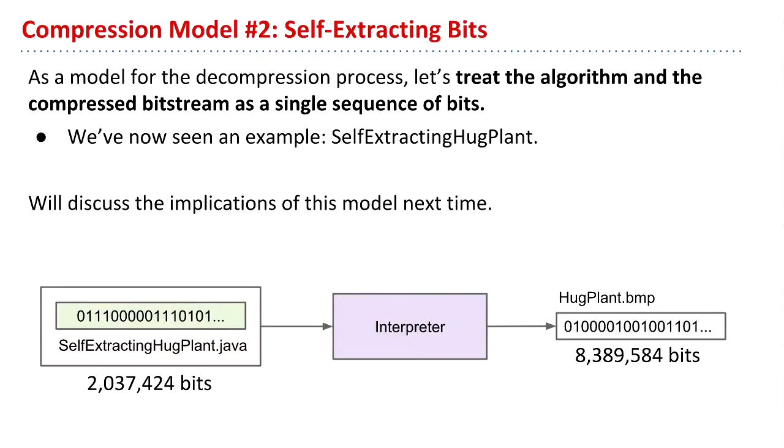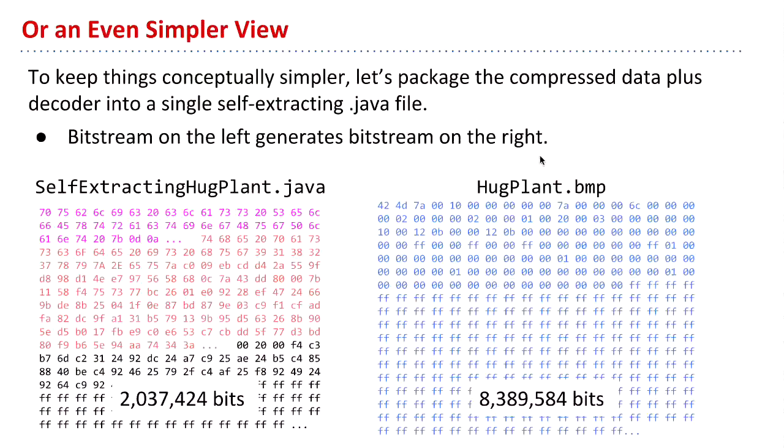So in our last 60 seconds, any other questions you guys have for me about the setup? Yes? Yeah, so what would happen if we were to take self-extracting hugplant.java and run it through the same process we used to generate it? Would it get smaller? It turns out in this case, because of the way hugplant... so we look here, is there order in self-extracting hugplant.java? Do you notice any patterns?